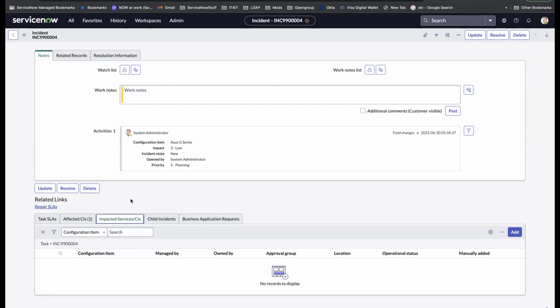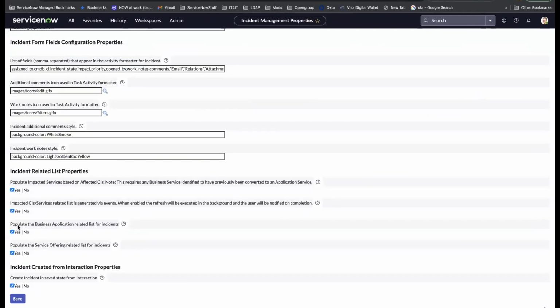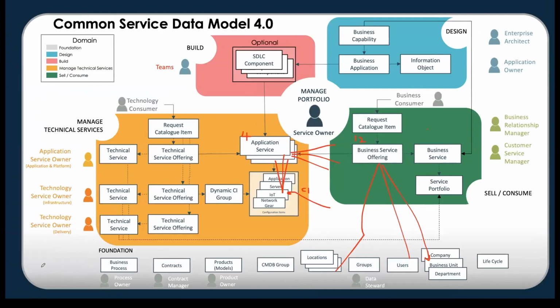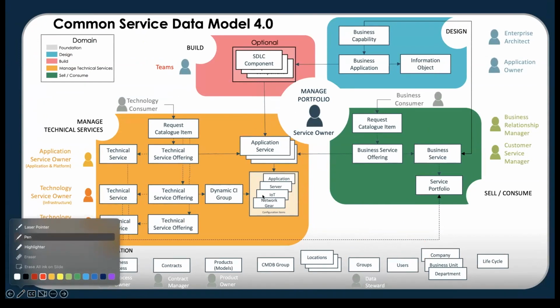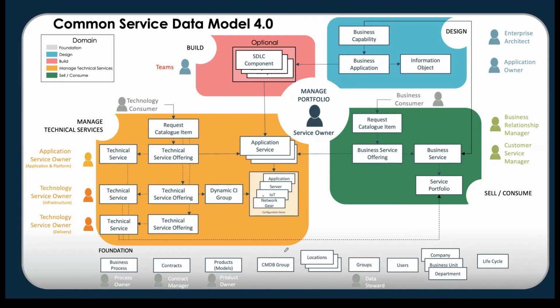Exactly. The other thing I wanted to show you on the incident properties form that I've got configured here is populate the business applications related list for incidents. So the same sort of thing happens through a different path where the business application list can be added to that form as well.